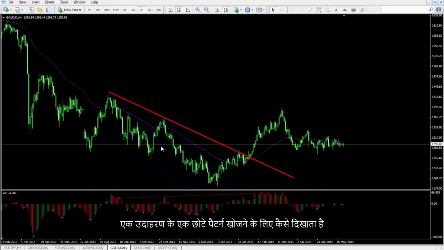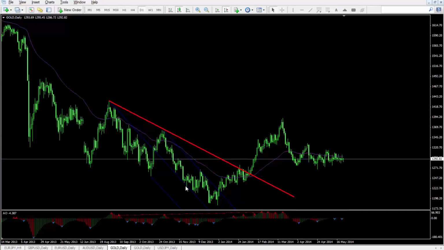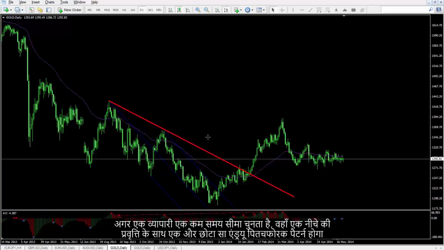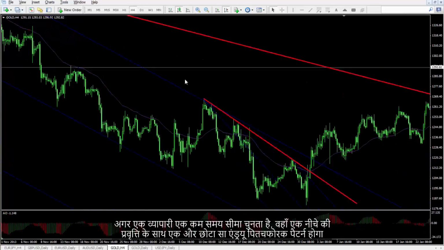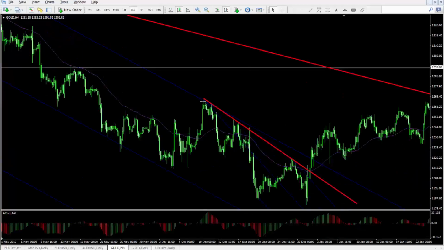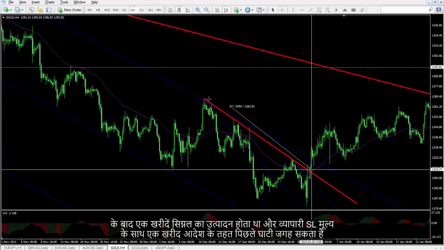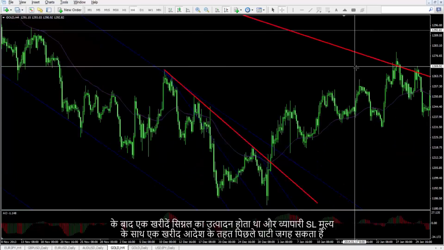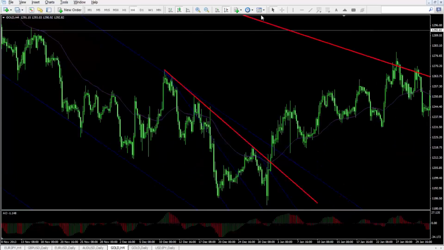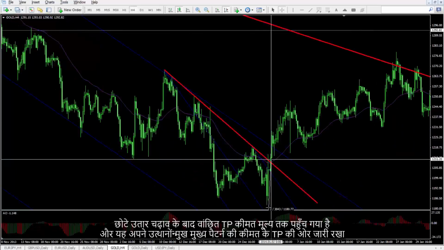An example shows how to find a smaller pattern. On a downtrend, a buy signal was produced. If a trader chooses a shorter time frame, there would be another small Andrew's Pitchfork pattern with a downward trend. After the trigger line was crossed towards the top, a buy signal was generated and the trader could place a buy order with SL price under the last valley. After small fluctuations, price has reached the desired TP price and it continued its uptrend towards TP price of the main pattern.